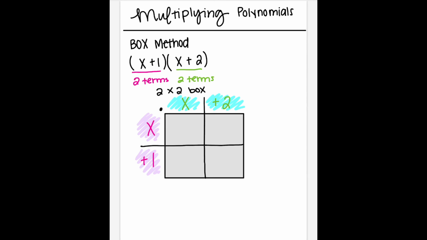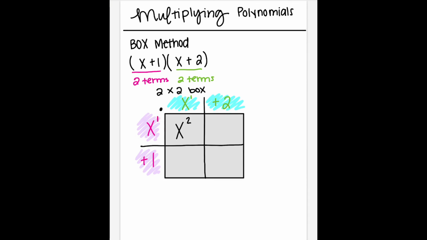Now what happens is we are multiplying each term within the box. So first we'll look at x times x. So anytime we are multiplying a variable times itself, we have to keep in mind that we really are multiplying x to the first power times x to the first power. When we multiply x to the first power times x to the first power, that gives us x to the second power because we are adding these exponents together.